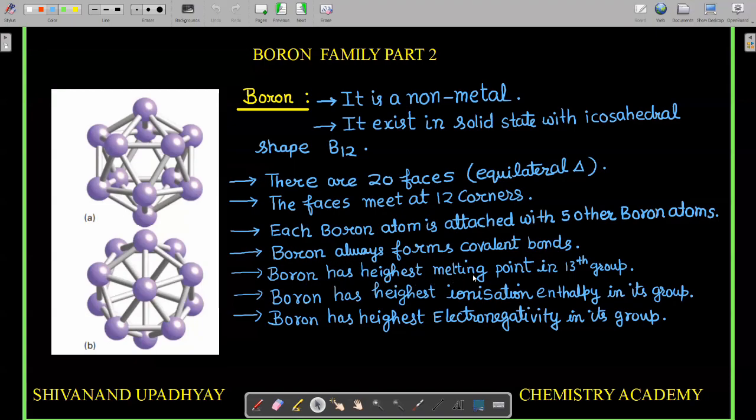Boron has the highest melting point in its 13th group. Yes, it is around 2000. Boron has the highest and gallium has the minimum melting point. Boron has the highest ionization energy. Yes, we have studied that.